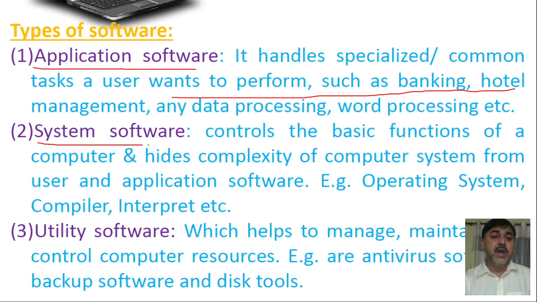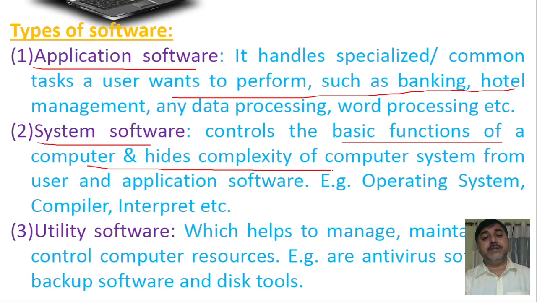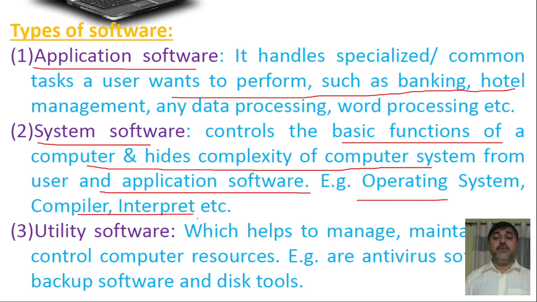Okay, next we have system software. System software means this is going to control the basic functions. The computer has different types of functions. It hides the complexity of the computer system from the application software. So in each of these operations we have a compiler, an interpreter, all these things are there and they are going to work in this particular area.